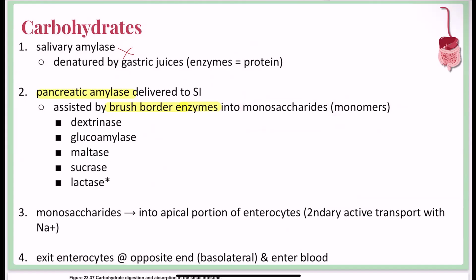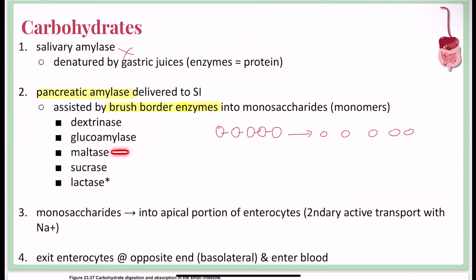So the goal is, remember, that we want to take the bigger version of the carb, whatever that carb looks like, that's the polymer. We want to break it down into individual bits because then we can use those in the body, right? So here's a bunch of examples of enzymes that we can use.